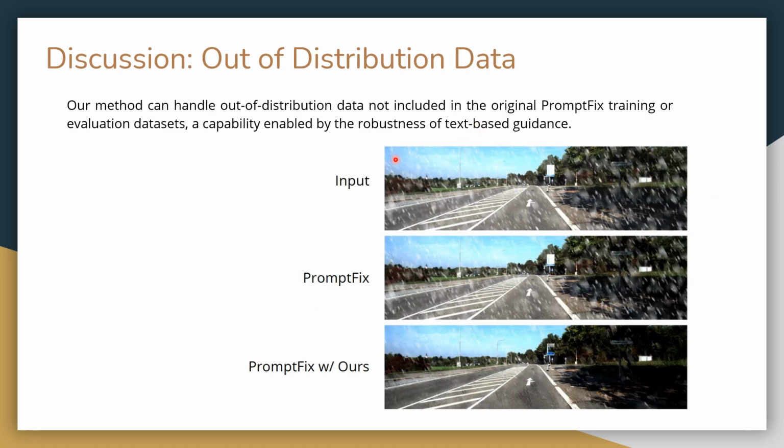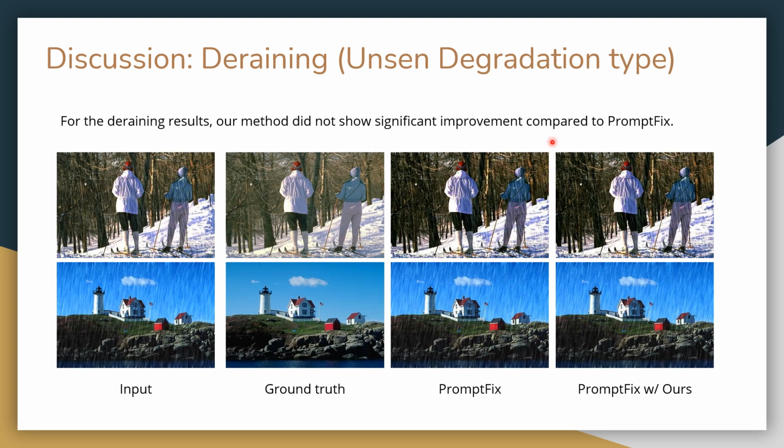Our method leverages the robustness of text-based guidance to handle out-of-distribution data, effectively addressing degradations that the PromptFix model was originally designed to tackle. When it comes to deraining, our method didn't show much improvement over PromptFix, while it can handle out-of-distribution data. Restoring images with completely new degradation patterns like RAIN is still a challenge.